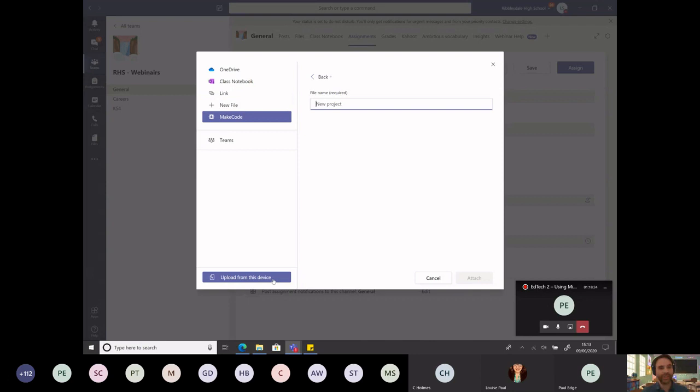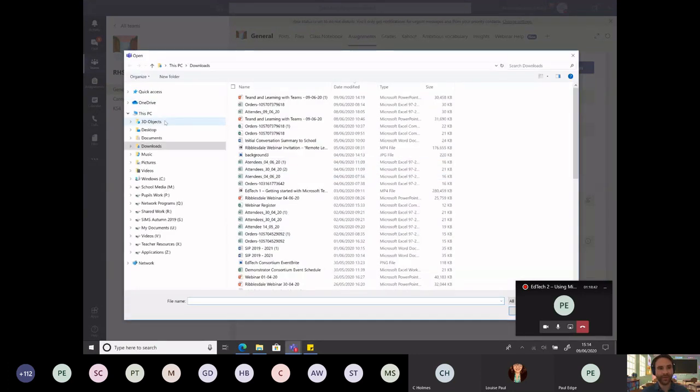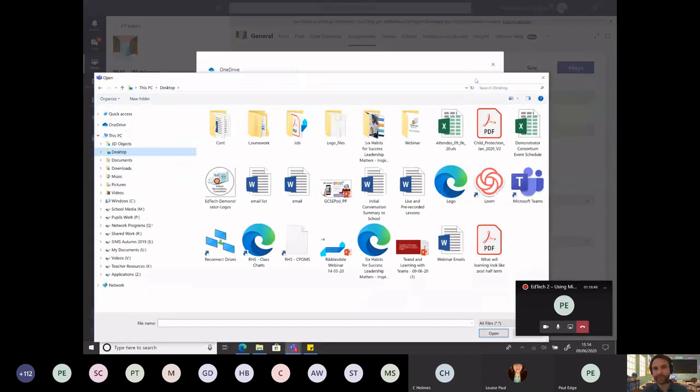So if you've got worksheets or any resources that you want to be able to distribute to the students, you can simply press upload from device, and then you will be able to have different information here that you'll be able to pass on.